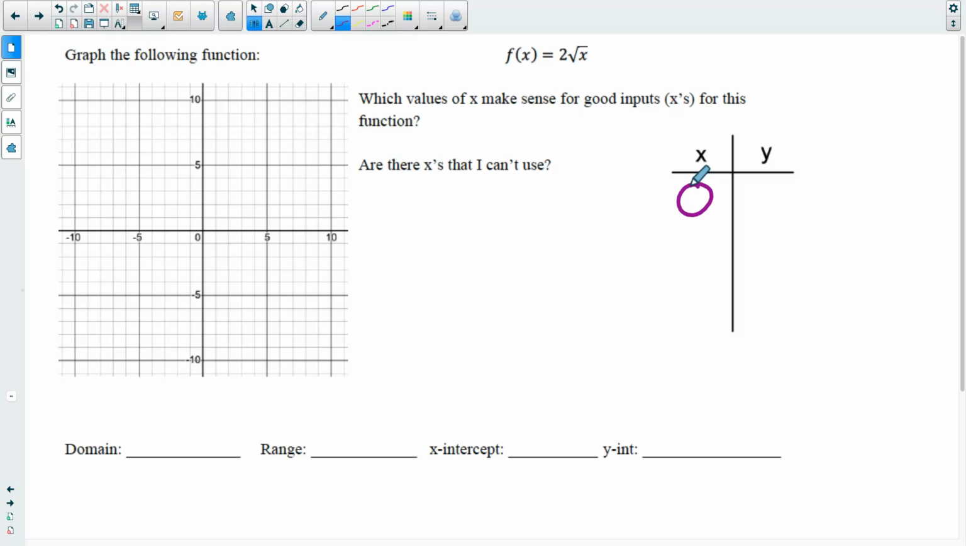Perfect. What other numbers? 1. What else? 4. Okay. Now, you are going to find these numbers. Plug it in. Show a little work. Graph it. Okay. And then we're going to see if our graphs match. And then we will talk about domain, range, x-intercept, y-intercept, all of that fun stuff.